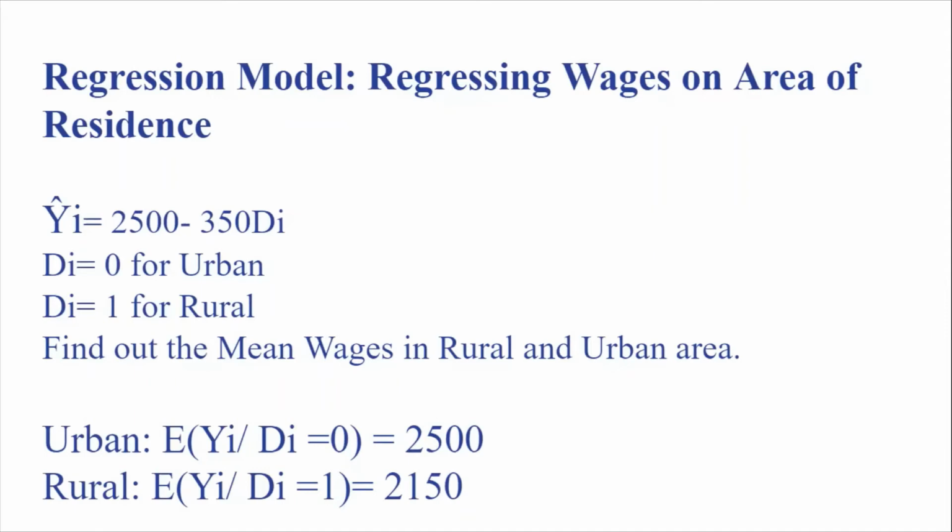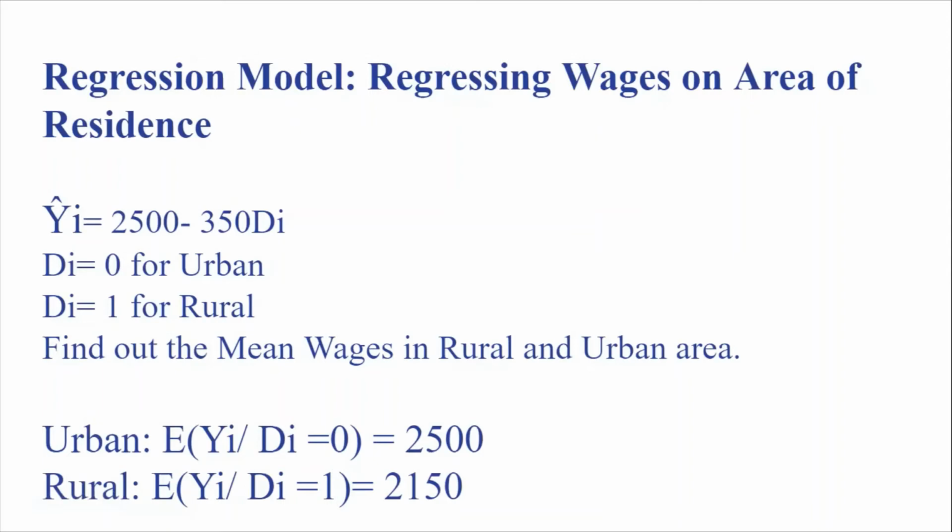Suppose we are dealing with a regression model and we are regressing wages on area of residence. There is a dependent variable y which denotes wages and there is a dummy variable which denotes area of residence. So there is a dependent variable, a dummy variable and no quantitative variable in the model. This dummy variable, area of residence, has only 2 categories: di equal to 0 for urban and di equal to 1 for rural. Now the question is to find out the mean wages in rural and urban area.